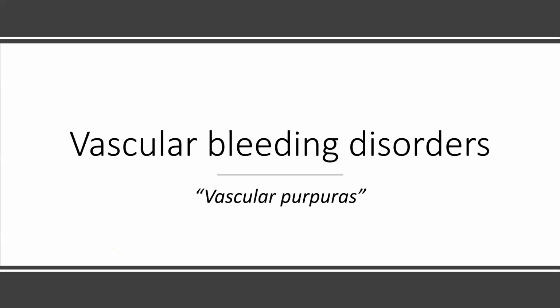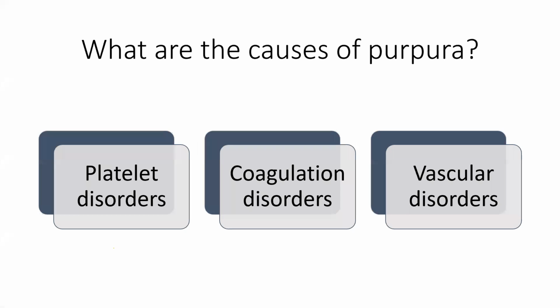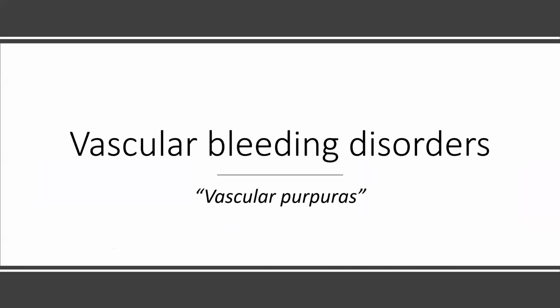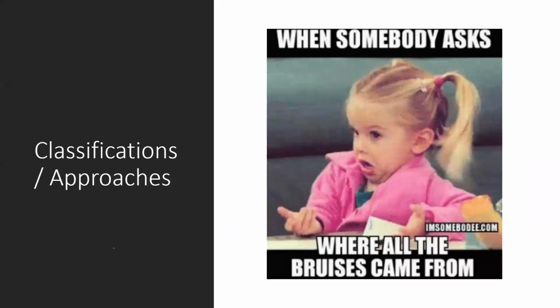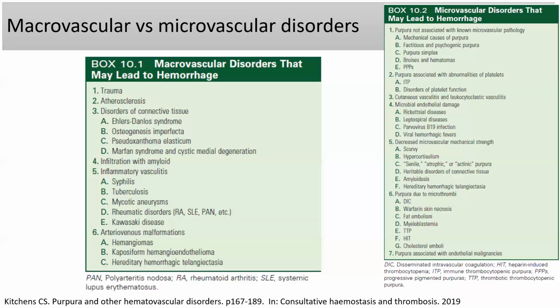So this brings me to the vascular bleeding disorders. Vascular disorders are the other causes of purpura, also called the vascular purpuras. Now, there are several classifications and approaches to vascular bleeding. One way of approaching this is to consider microvascular versus macrovascular bleeding.